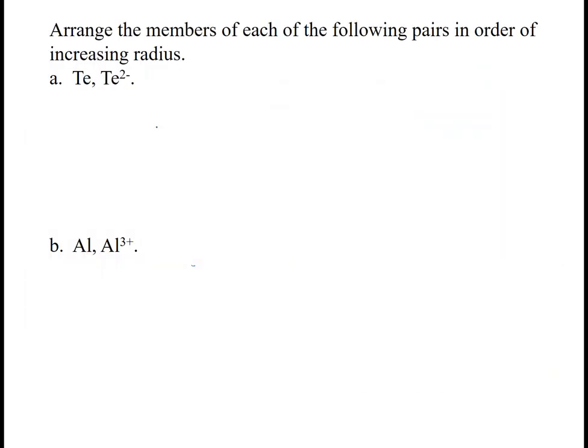All right, so now looking at these questions, it says, which of the following pairs is in increasing order of radii? Okay, so I have tellurium and tellurium 2-. Now in the book this says 2+, it's a misprint. It's supposed to be 2-. So I'm going from neutral to 2-, so therefore Te is first, and then Te 2-, being negative, is the larger. Okay, and B is aluminum versus aluminum 3+. Since I'm going positive here, the positive is the smallest one, and then aluminum is the larger one.